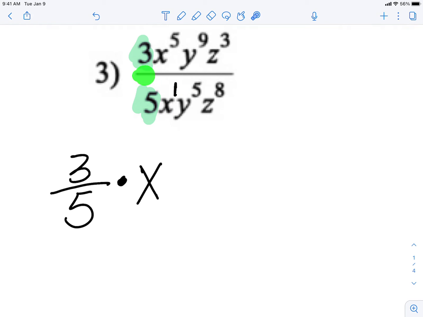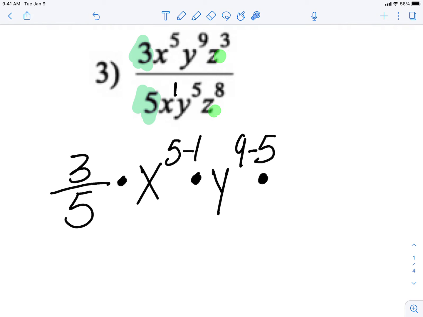And since I'm dividing, I'm going to say 5 minus 1. So 5 minus 1. And times, what about y? y, and y. Okay. And I have 9 on top and 5 on the bottom. So since we're dividing, we're going to subtract. Y, 9 minus 5. Finally, I have z. Z, and I have 3 on top and 8 on the bottom. So it's going to be z, 3 minus 8.